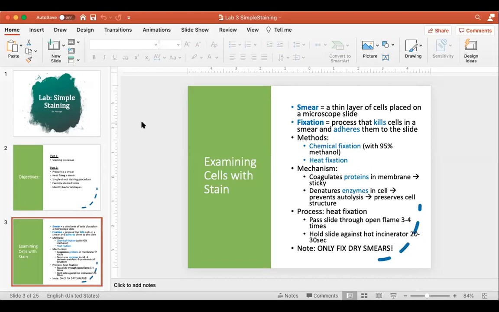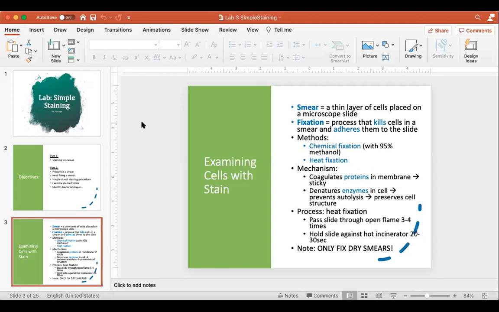Now, when we go to fix a smear, there are two ways we can do it, and both ways are equally valuable in the laboratory. Different people have a different preference as to which one they like, but both of them are equally easy to do and do just as good a job. The first thing we can do is called chemical fixation. We use methanol for that, and we specifically use a mixture of 95% methanol.